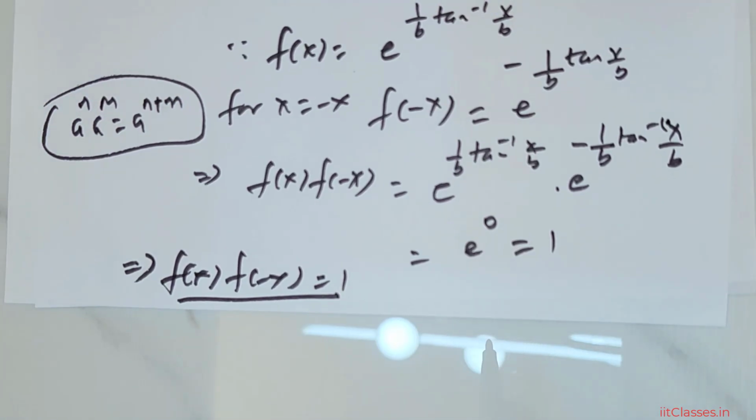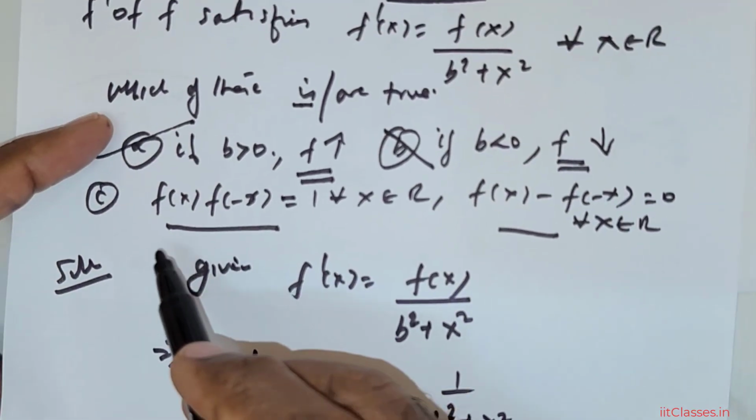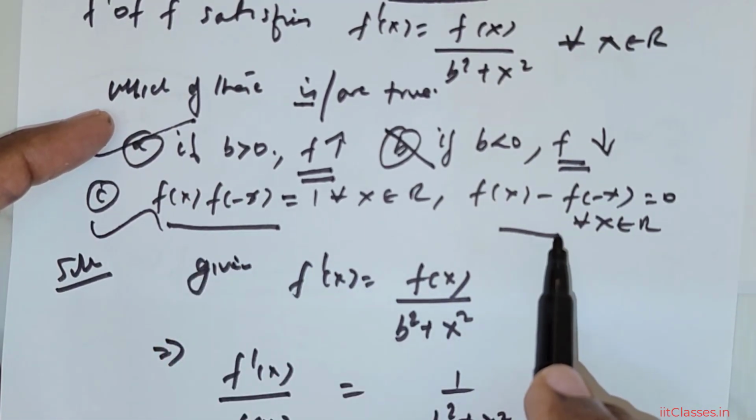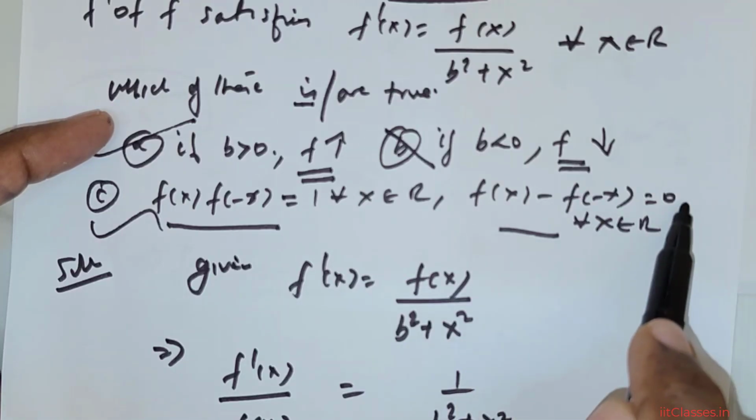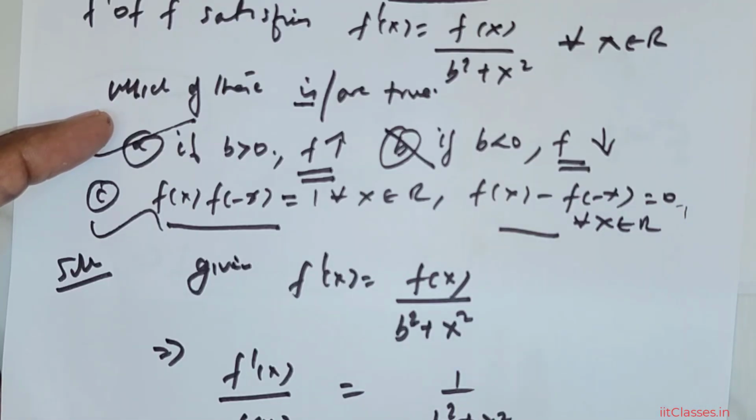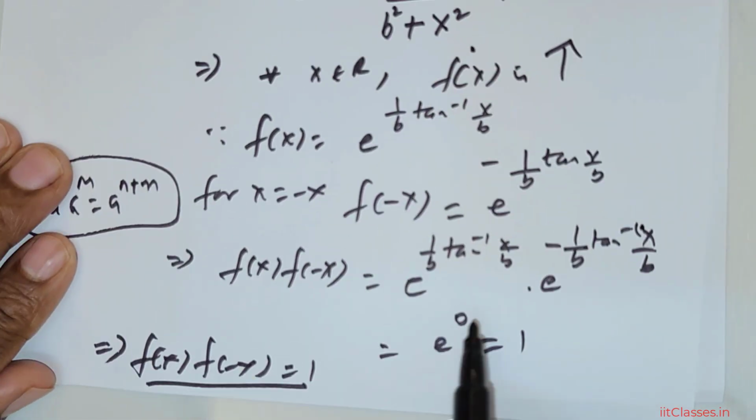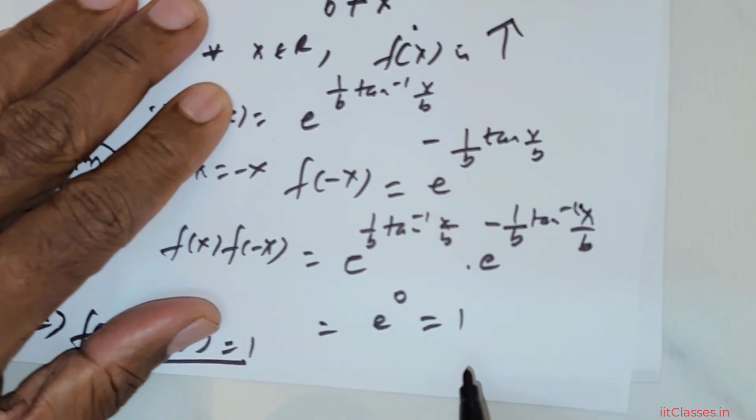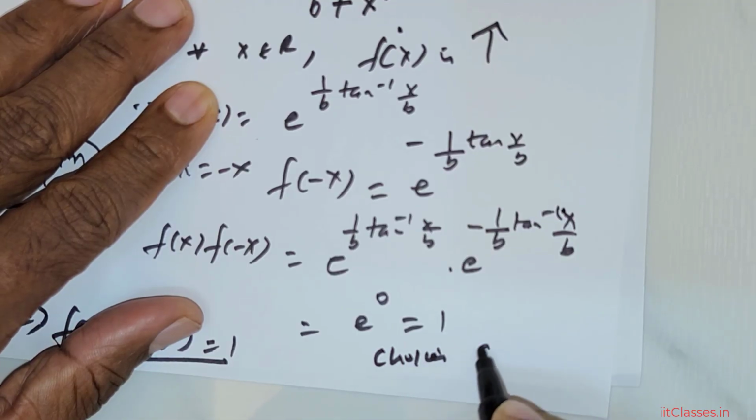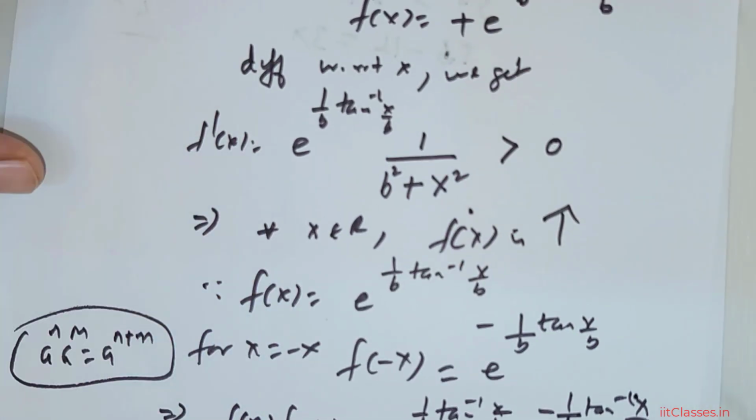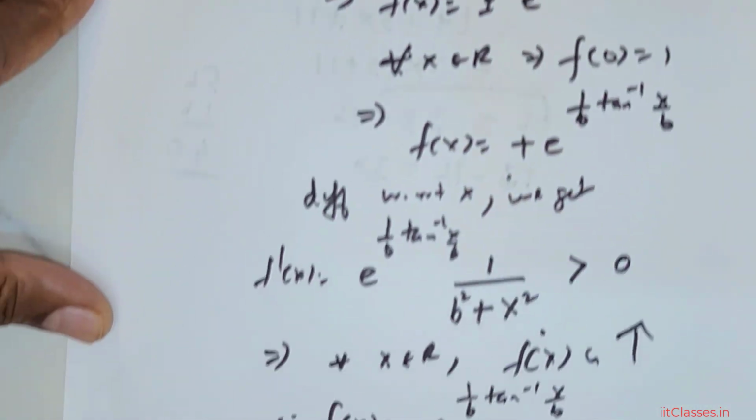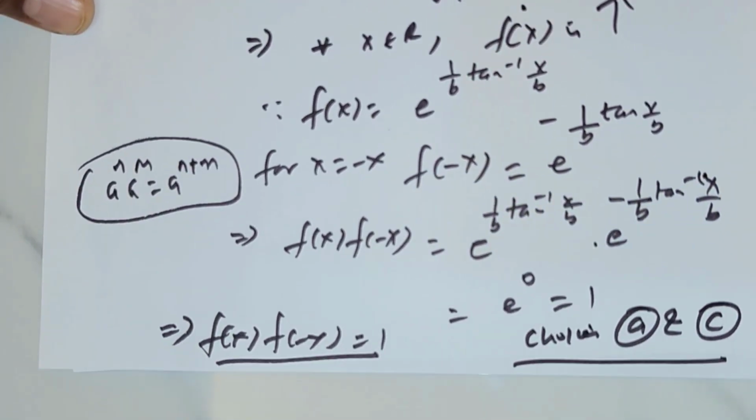So clearly this also holds good. For sure you can verify that f of x plus f of negative x cannot be equal to 0. That is easily visible. So the choices would be A and C. That would be the answer for this question. So we will move on to the next one.